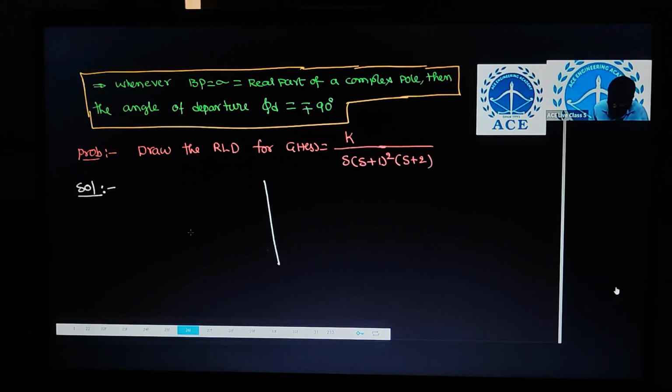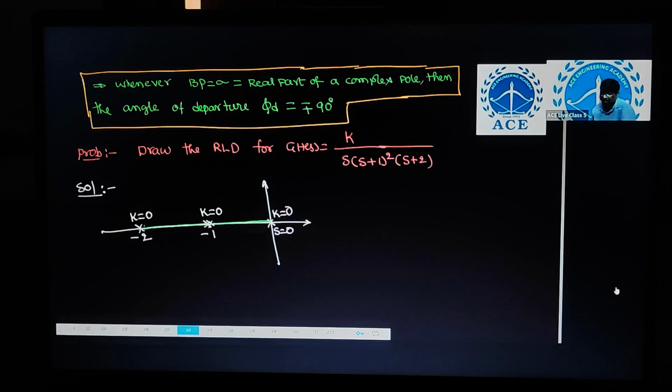Come on, represent the poles. Find the breakpoint, quickly. Here there exists a root locus branch, because here 2 poles, here also there exists a root locus branch. Next, find the breakpoints. At the origin, no breakpoint, one pole only. Breakpoint means minimum 2 poles should meet, or 2 poles should be located at one point. Then only breakpoint.